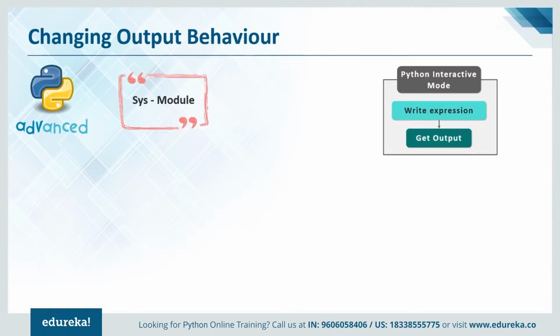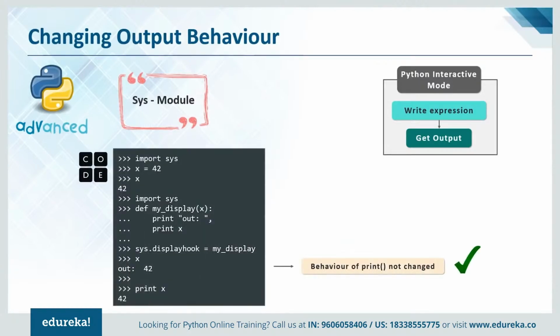Let me just repeat that for you guys. The interpreter prints interactively entered expressions, right? So we'll need to rebind sys.displayhook to a callable object. We will demonstrate this in the following interactive example. Check it out. We can see from this example that the standard behavior of the print function will not be changed. Importing sys, we are assigning a value to x, so x equal to 42. Again, we're defining my_display and we're printing out and again printing x.